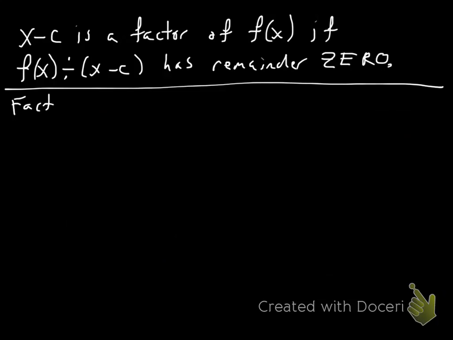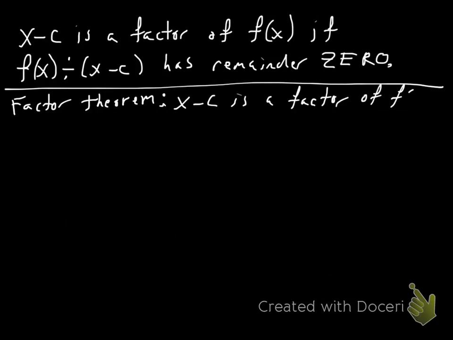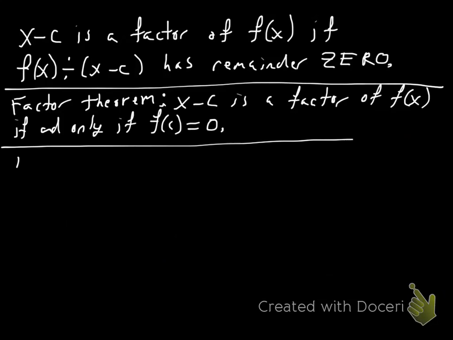And the factor theorem is going to say x minus c is a factor of f of x, which means if I do the long division or synthetic division, then I'm going to get a remainder of 0, if and only if, which means it's going to go both ways, f of c is equal to 0, or that means c is a 0. So if I take some number, plug it into the polynomial and get an answer of 0, then x minus that number is going to be a factor.